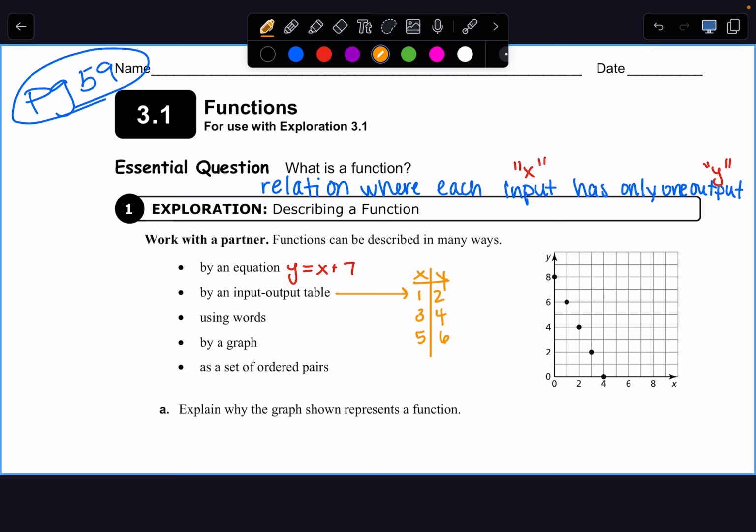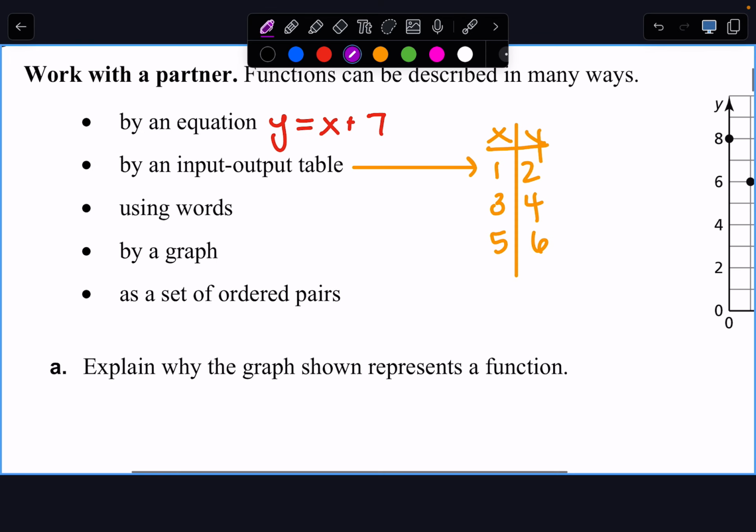Okay. A graph. Okay, I think we all know what a graph is, right? And we're going to talk about what's special about a graph, but I'm going to go ahead and just draw a graph right here. Okay, cute little graph. That is a function.